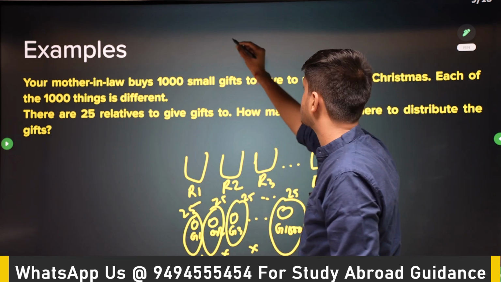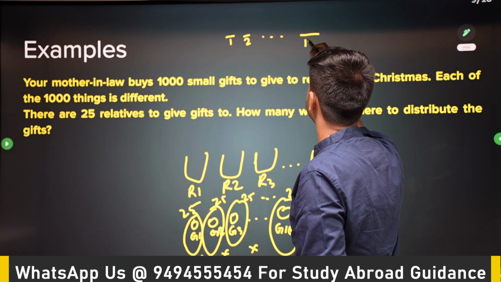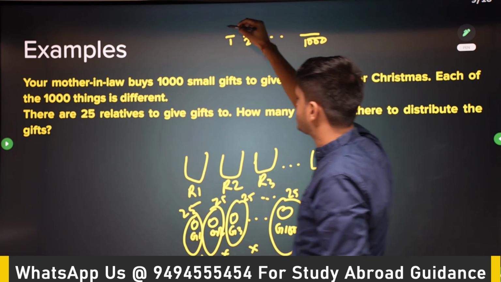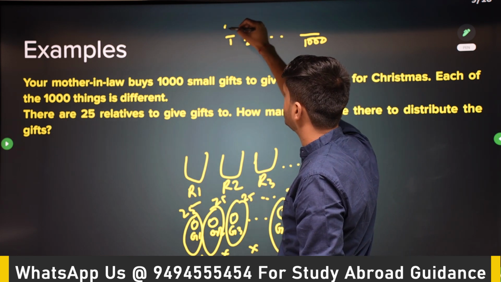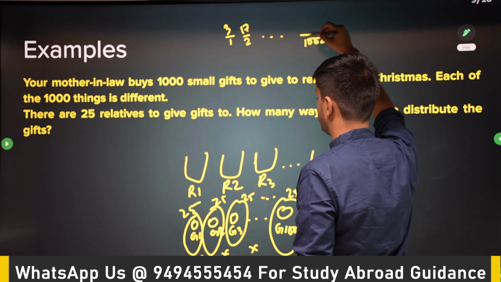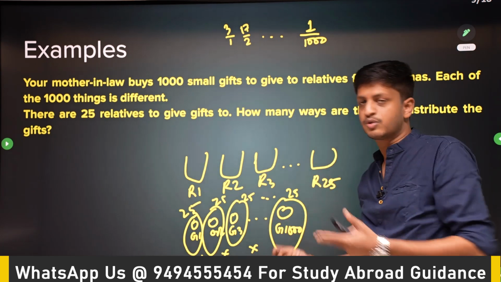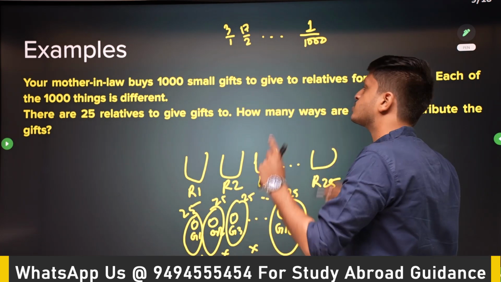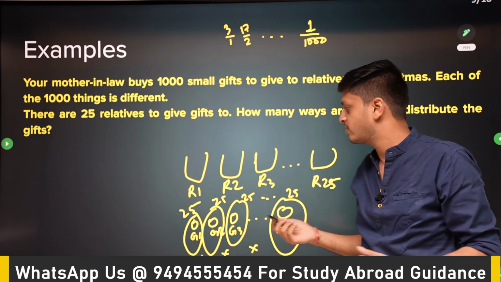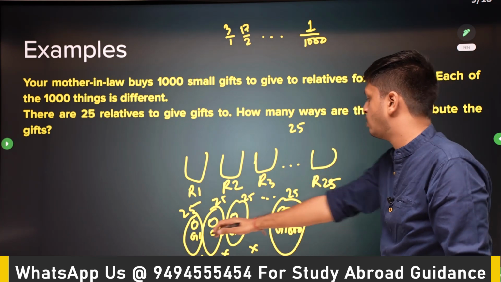So this is how I'm writing it. Let's say this is the first gift, second gift, and the 1,000th gift. Let's say I'm giving this gift to the third relative, this one to the 17th relative, and so on. Like this, I'm giving it to the first relative. So this is one possible way to do that. Or I can give all the gifts to the first relative only. That is also an option. So I have 25 options for all the gift items.